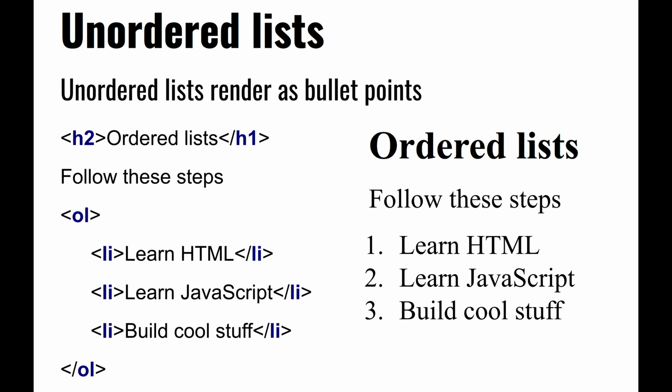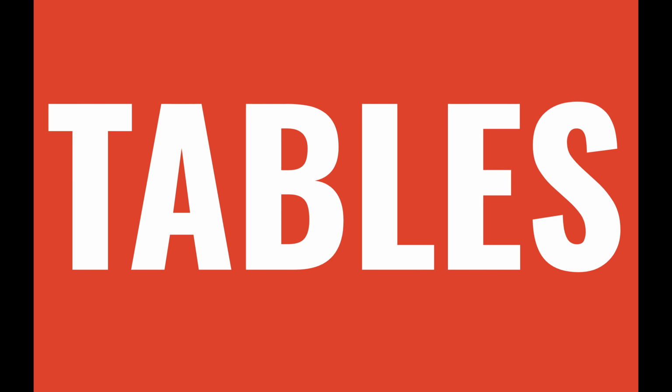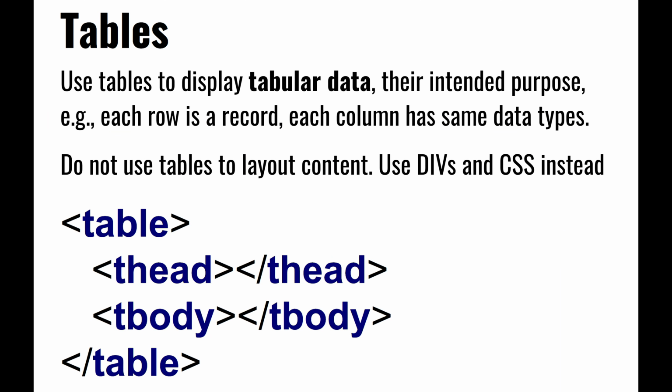There's also tables. The original intent of tables was to represent tabular data, where you might have headings that describe the different fields that each record might have, where each row represents a different record that you might be displaying, and each row has the same data types for each one of the cells in that row.